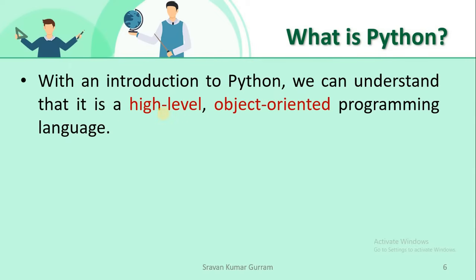probably while developing the code, the words we are using are nearly to our English language, whatever we use in our day-to-day life. So such type of the languages are called high level programming languages, or in other words, high level languages easily can be understood by the human beings.